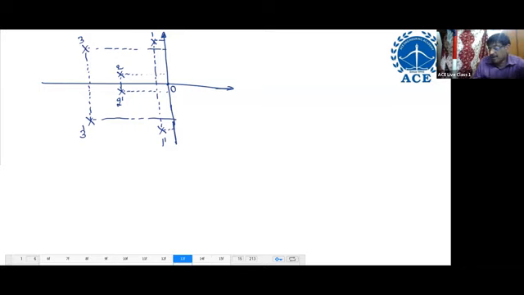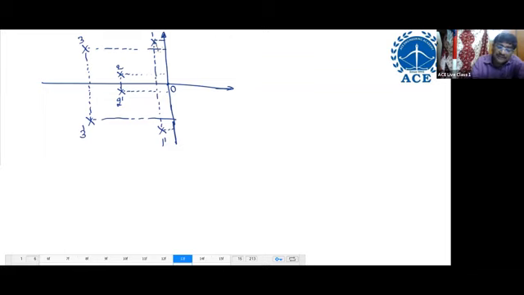Which is more relatively stable, one, two, or three? Just check the theta. Theta large means MP large, and MP large means less relatively stable. Check the theta, that's all.